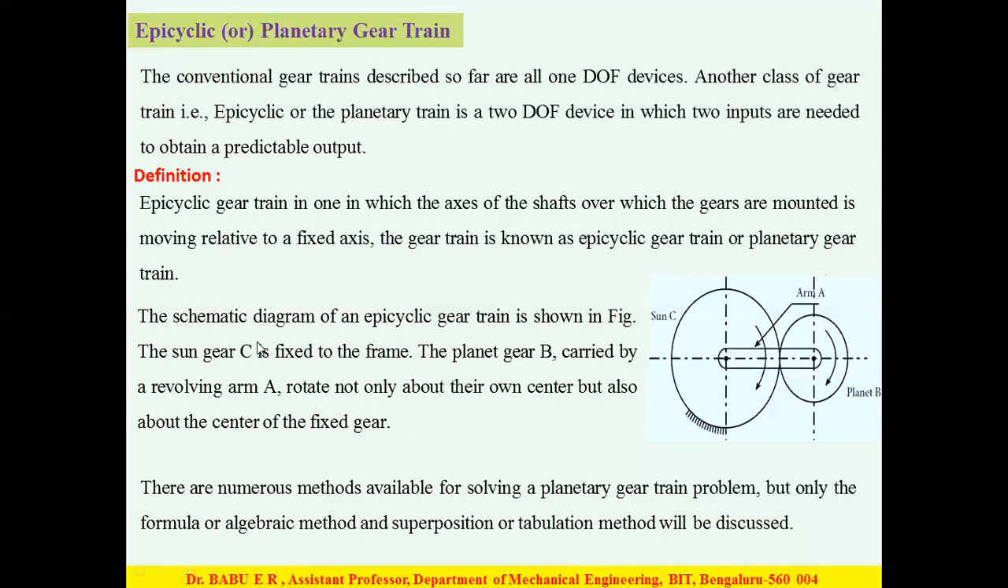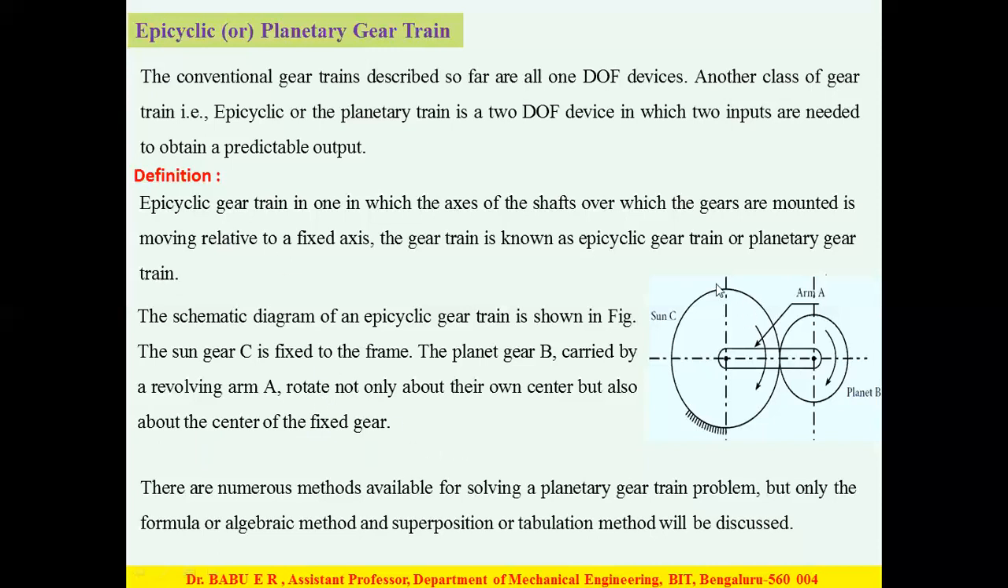Now let us consider the schematic diagram of the epicyclic gear train as shown in the figure. It consists of sun gear C, which is fixed to the frame, and one more gear, the planet gear B, carried by a revolving arm A. The planet gear B rotates not only about its own center, but also about the fixed gear. That is the speciality of the epicyclic gear train.